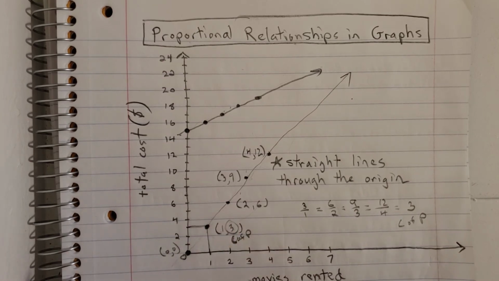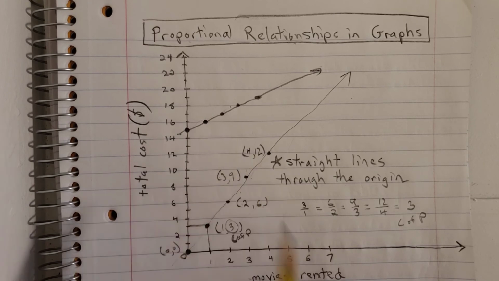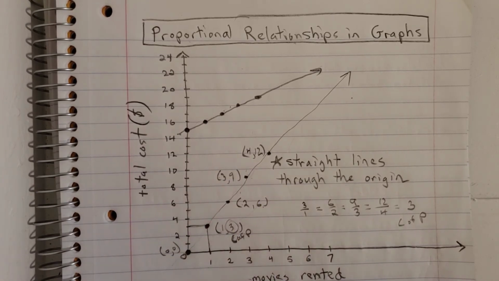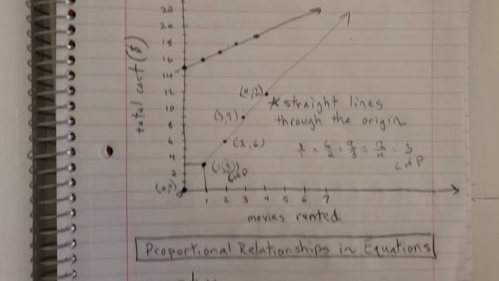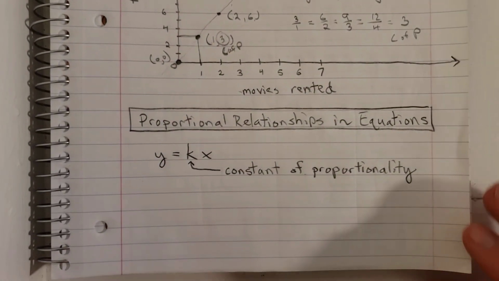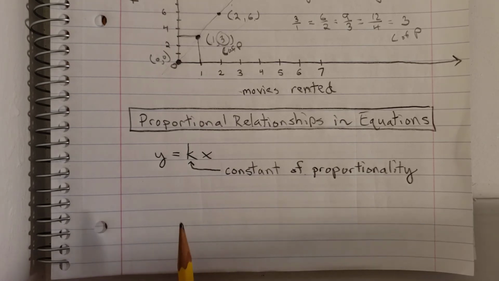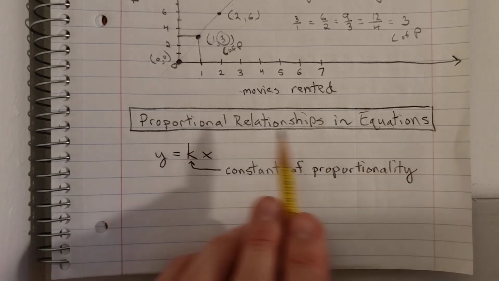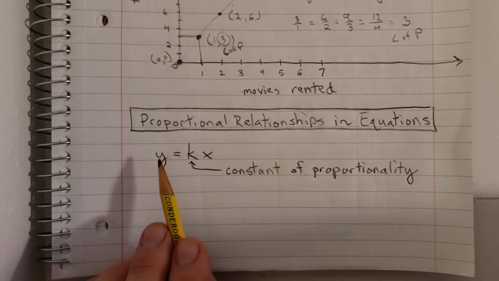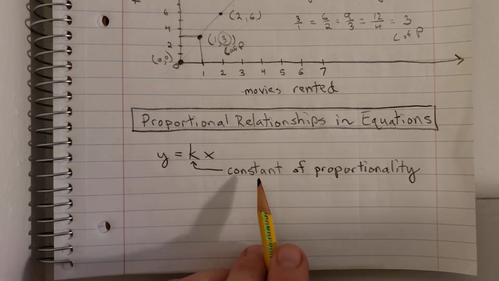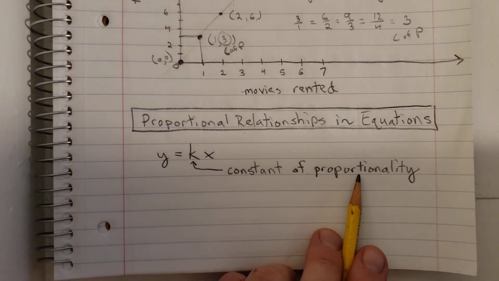Now you can get it other ways, like just dividing other pairs and getting that constant of proportionality, but that can be useful at times too. Okay, last thing is proportional relationships in equations. You can always write an equation for a proportional relationship in this format: y equals kx, where k represents that constant of proportionality.